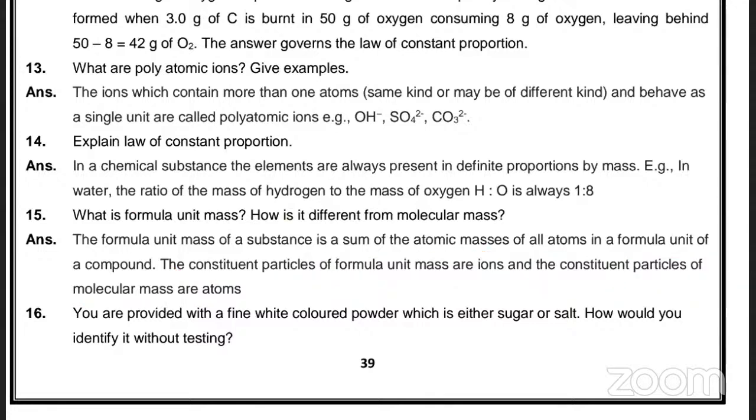Very important. What is there in formula mass? Ions are the constituent particles in formula mass, and atoms are the constituent particles in the molecular mass. That is the main difference. In formula mass, there are ions, and we sum their masses, and in molecular mass we are doing the molecular weight of the atoms, not the ions. So this is what you have to remember regarding formula mass and molecular mass.